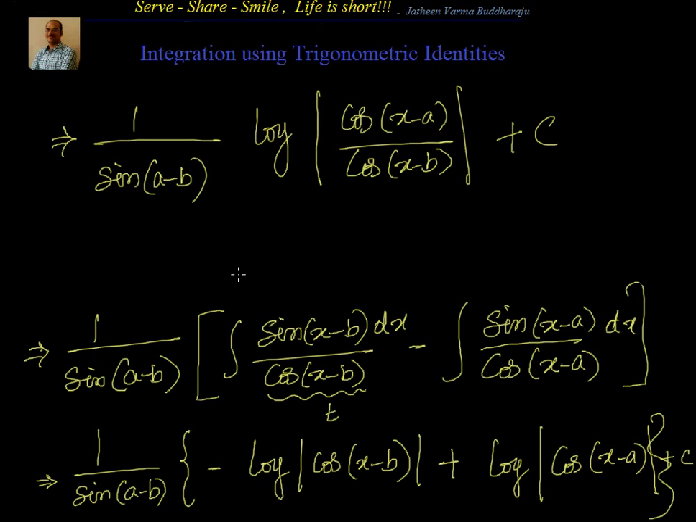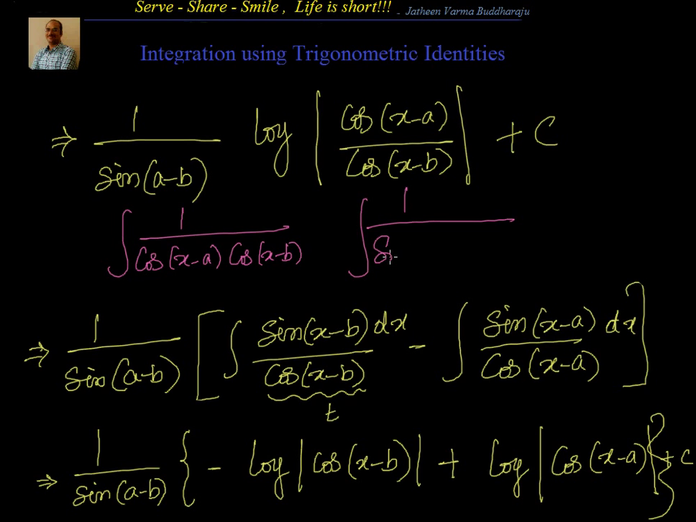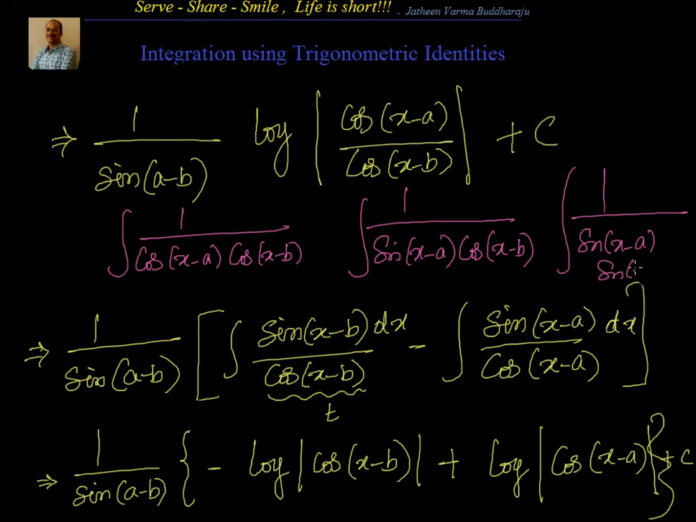Now coming to the point, what I was saying is we have to find the integral of 1 by cos of x minus a cos of x minus b. Similarly, we have found that. Similarly, you can find 1 by sine of x minus a cos of x minus b. Similarly, you can find the integral of 1 by sine of x minus a and sine of x minus b.